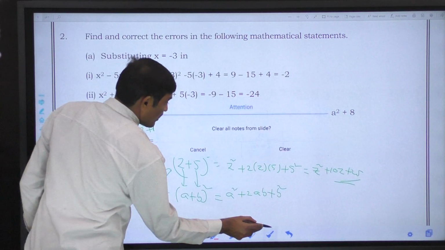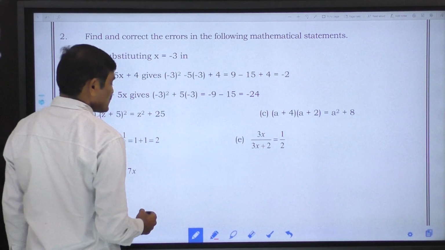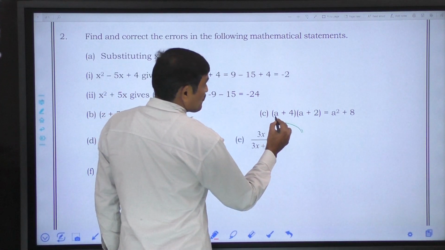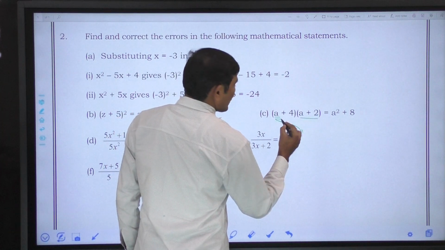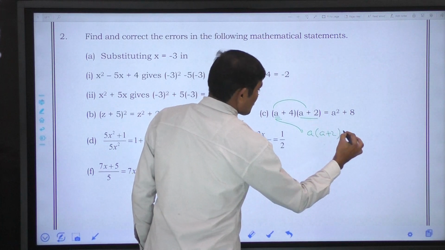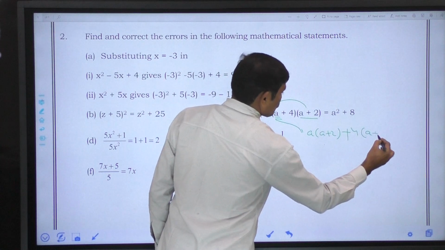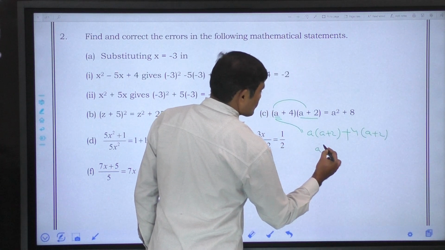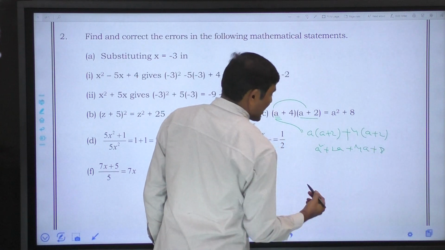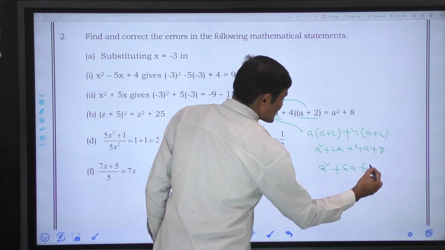Now coming to the next one: (a + 4)(a + 2). How to multiply? With this a, multiply all the terms in the bracket. That is a × (a + 2), next plus, in between, plus 4 × (a + 2). Now a × (a + 2) is a² + 2a, and 4 × a is 4a, and 4 × 2 is 8. So a² + 2a + 4a + 6a + 8 is the answer.